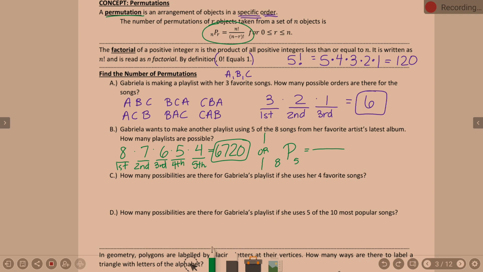Okay. On top, if it's n factorial, what am I going to put on top? 8 is in the n spot, right? So it's going to be 8 factorial on top. On bottom, n minus r factorial. So what are we going to have? 8 minus 5 factorial.